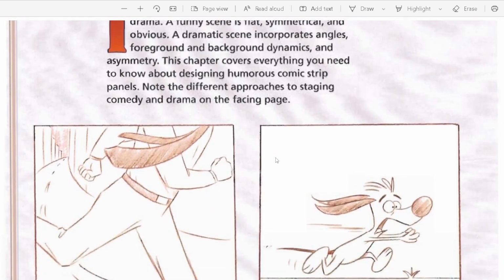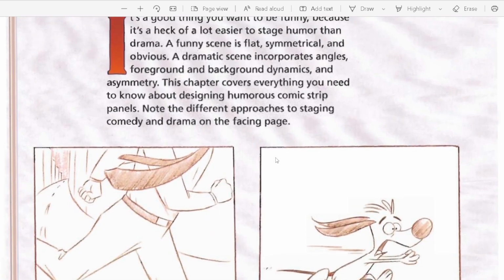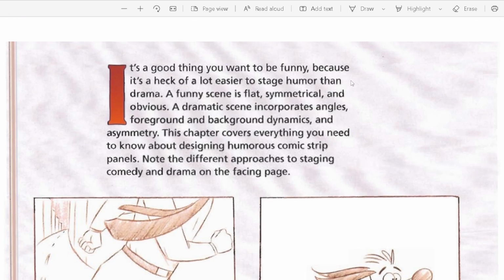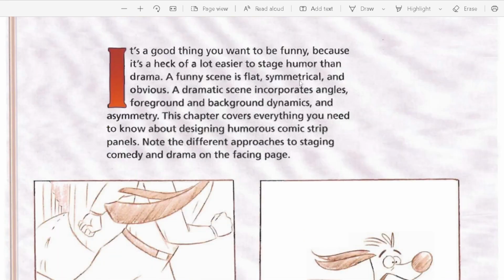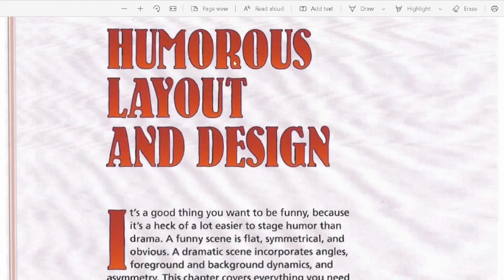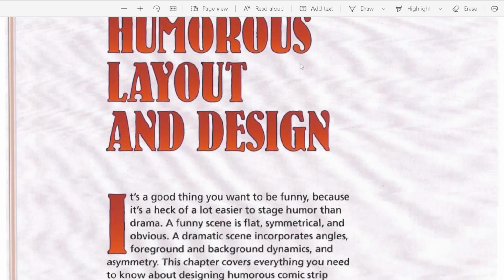Do you remember we have already discussed the funny head construction, funny body construction, and how the people will talk with each other in a funny way. So now in this chapter we're going to discuss the humorous layout and design. Do you remember what humorous is? Humorous is like a funny thing.